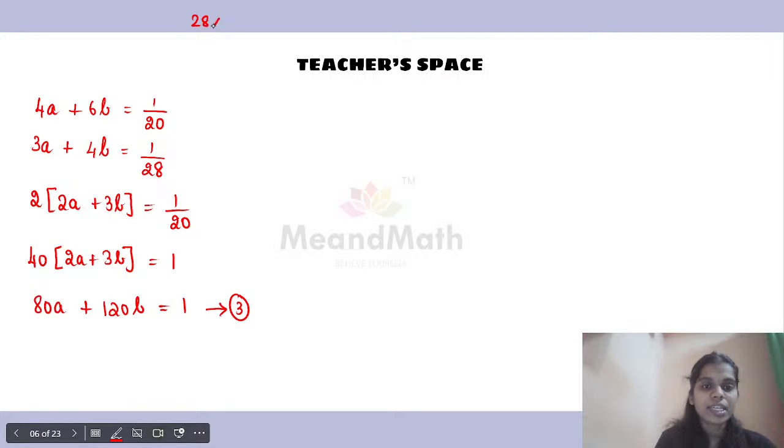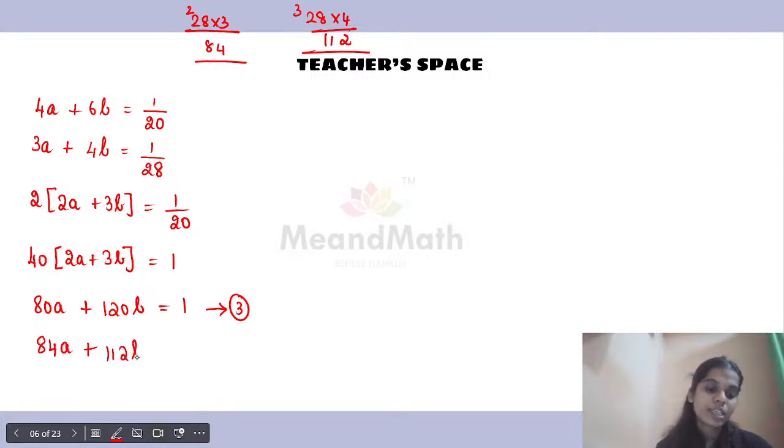Similarly, 28 times 3, 84a plus 28 times 4, 112b equals to 1. Now we need to solve these two equations and we should get the value of a and b. Once we get a and b, with the help of a and b, we can find x and y. Right? So first I'm going to cancel which one? Which one we can cancel?